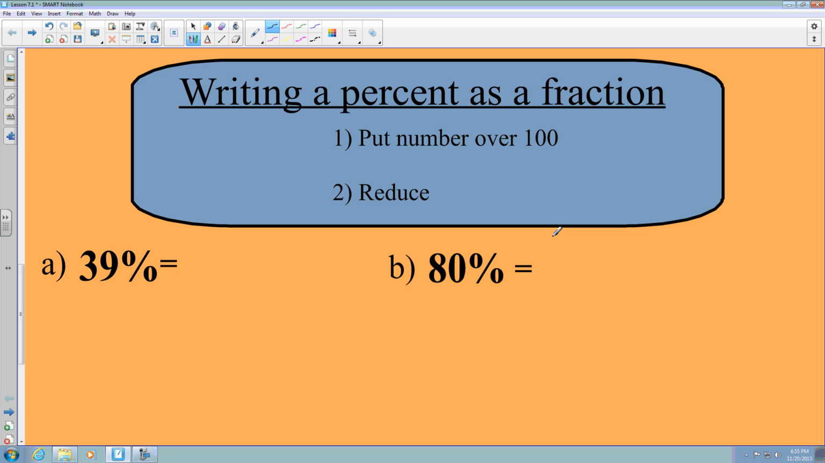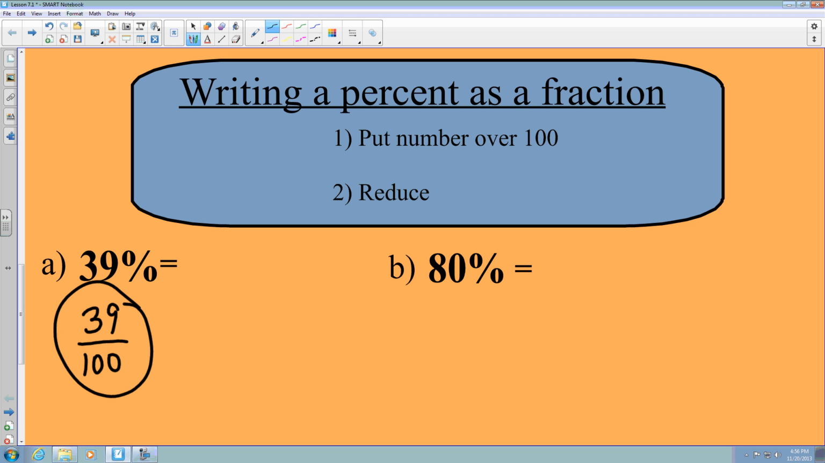I have example A, and I have it at 39%. So step 1 tells me I need to put that number over 100. So when I do that, it's going to look like the fraction of 39 over 100. Now that I've done that, my job is to reduce that fraction. And for this specific one, I cannot do that. This is as lowest terms as it is. So the fraction for 39% is 39 over 100. Okay?